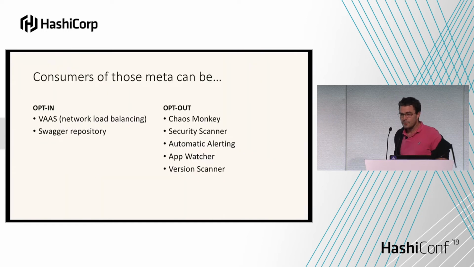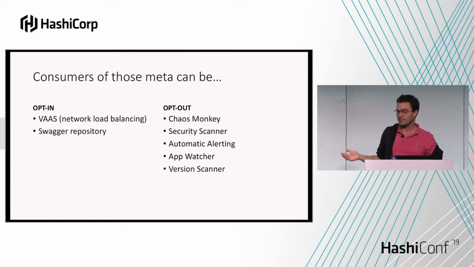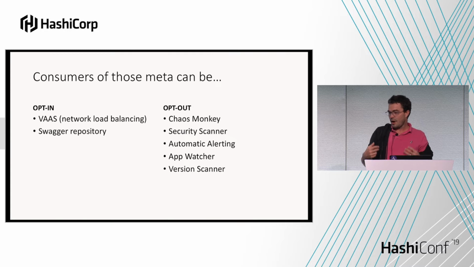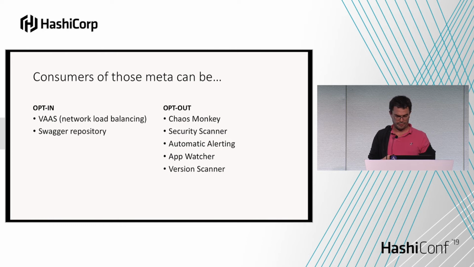The consumers of this metadata can be either opt-in, for instance VAS. I'm speaking HTTP, so it's opt-in, or opt-out. We've got, for instance, some chaos monkey killing random instances of our services, but you can say, no, this service, no, sorry. So every service we can put there can choose its own way of being opt-in or opt-out. And it's very, very easy to develop.